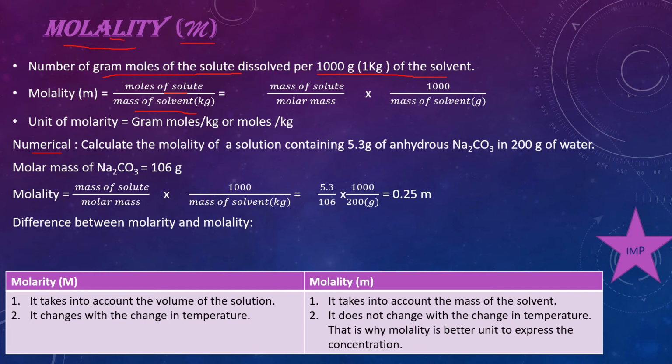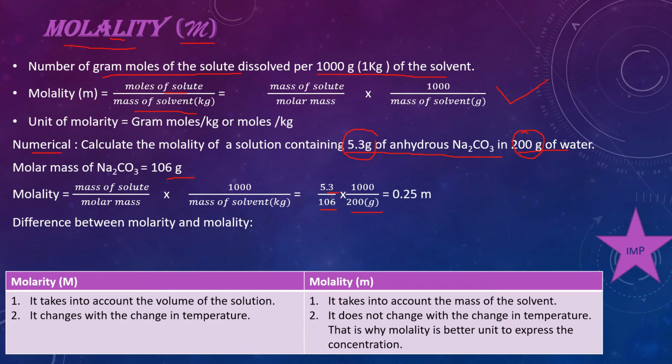Now I am taking one numerical. Calculate the molality of a solution containing 5.3 gram of anhydrous Na2CO3 in 200 gram of water. अब यहाँ पे सोल्यूट का मास आपको दिया हुआ है 5.3 ग्राम और वाटर का मास दैट इज सॉल्वेंट का मास आपको दिया हुआ है 200 ग्राम. तो सीधा सा आप ये फॉर्मूला लगाएंगे, मोलैलिटी इज इक्वल टू मास ऑफ सोल्यूट दैट इज 5.3 ग्राम डिवाइडेड बाय मोलर मास ऑफ सोल्यूट दैट इज 106 ग्राम. आप कैलकुलेट कर लेंगे इसको.